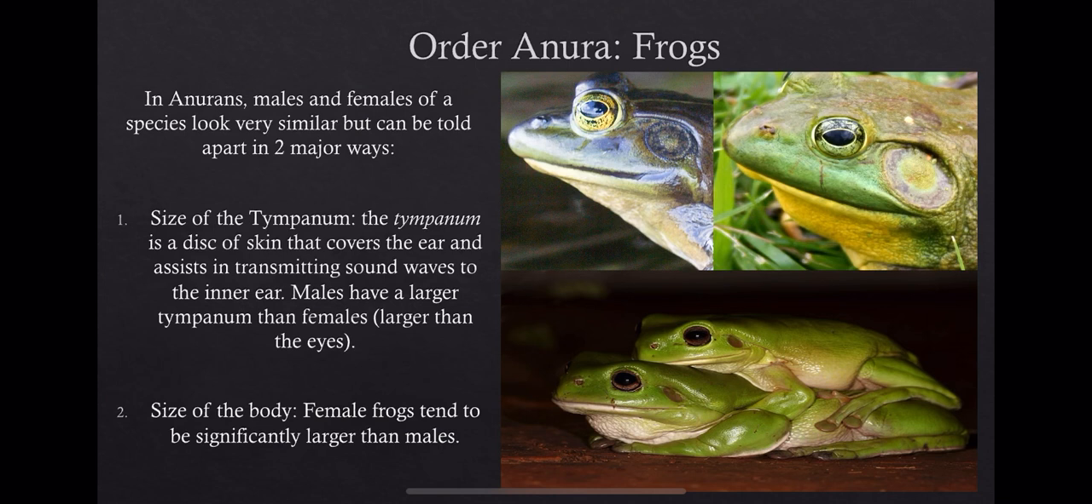Something that I didn't put on this slide that's also a way you can look has to do with the, I'm going to call it the hand of the frog, even though it's not. It's actually called the manus. But it's what the digits are attached to. So think the palm of your hand. It's that version in the frog. Males tend to have a larger manus. Reason for it being that it allows them to have more surface area to grasp onto the female during amplexus.